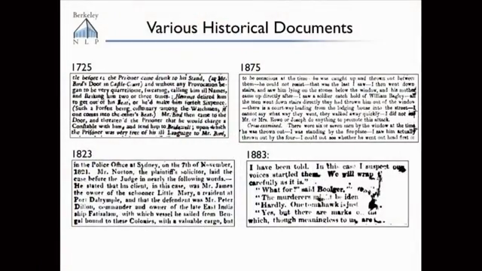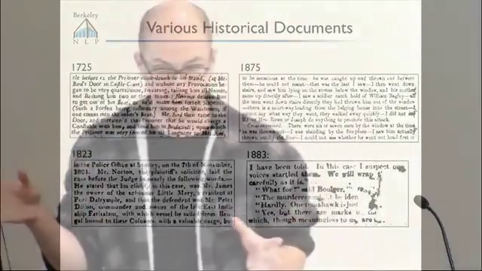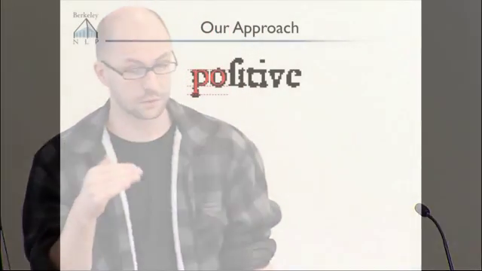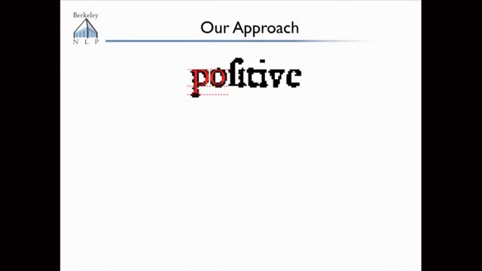So here are portions of four different historical documents, one from 1725, 1823, 1875, and 1883. And you can see that the three problems that I mentioned are present in these four documents. And in fact, if you look, those three problems are present in pretty much all documents from the printing press era. So our approach is going to explicitly deal with each of those issues in turn.